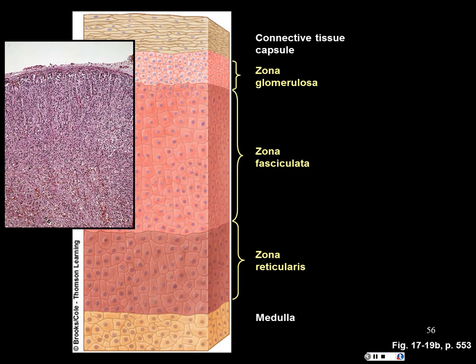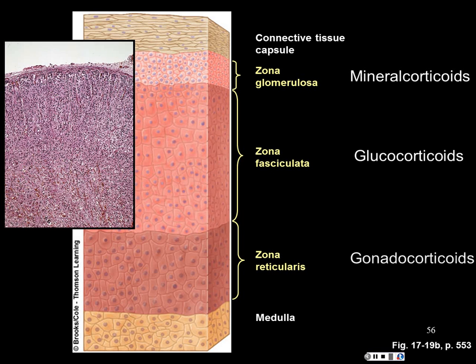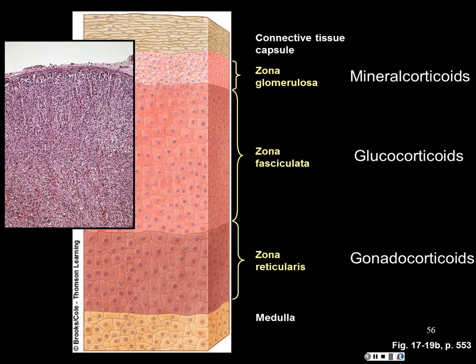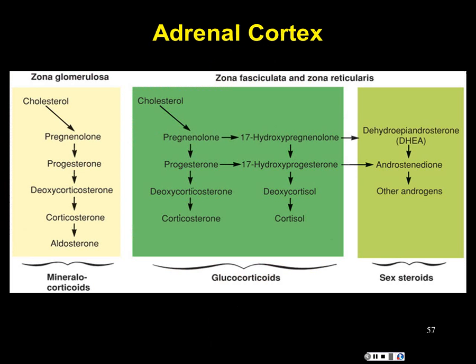The zona fasciculata releases glucocorticoids. Very good. And the zona reticularis releases gonadocorticoids. Okay. And there's a whole bunch of different types of hormones which would come from each layer that would categorically be a mineralocorticoid or a glucocorticoid or a gonadocorticoid. We're just going to pick one of the most famous kind from each of those layers and elaborate on that one, just being really specific.